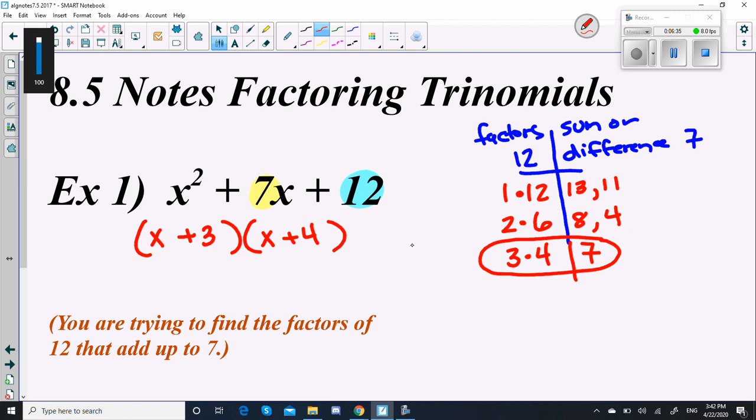wanted to check it, I could do FOIL. So let's use my disappearing pen here. Maybe not. This is the actual answer. I'm going to put a box around it, and then we can look at it and do FOIL.